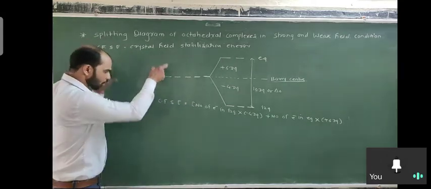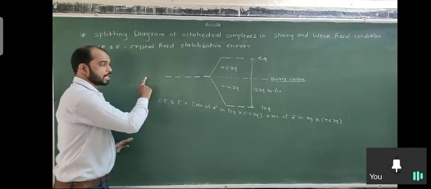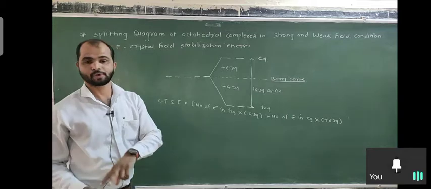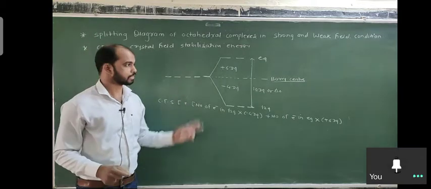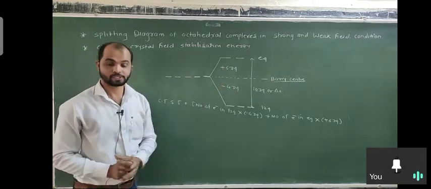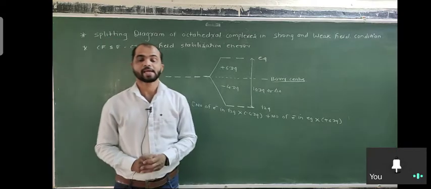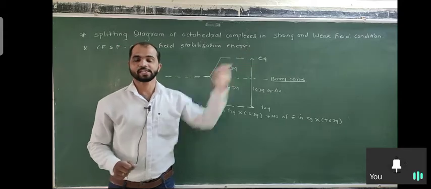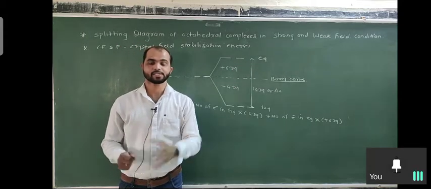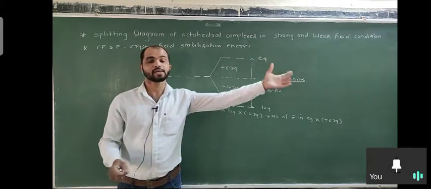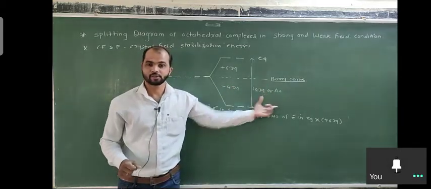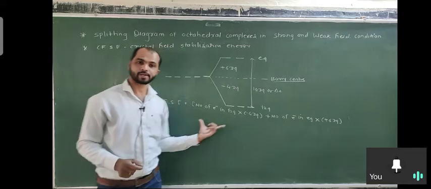We draw the splitting diagram as well as calculate their CFSE. It means we cover both of the points: how to draw the diagrams as well as how to calculate the CFSE. The question asked in examination is: calculate CFSE for a d5 system in a strong field condition, or calculate CFSE of a d6 system in a weak field condition. So show the splitting, write the electronic configuration, and using this formula you can calculate CFSE.